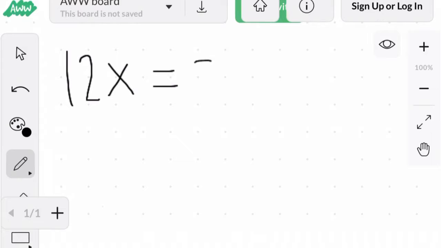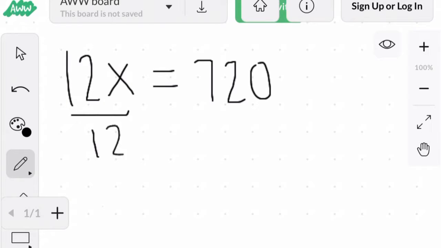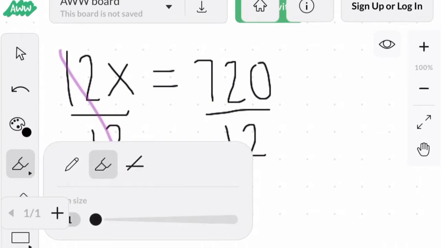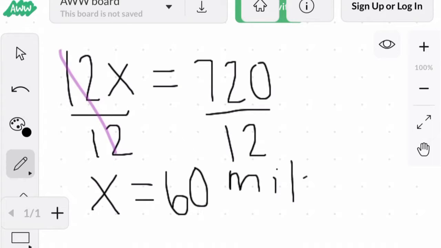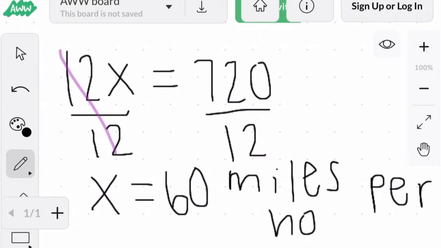What you do is 12x is equal to 720. You take your equation, 12x equals 720, and you divide it by 12 on both sides. 12x divided by 12 puts x alone, and when you divide 720 by 12, you'll get 60 as your answer. This will be the answer for the first part: 60 miles per hour.